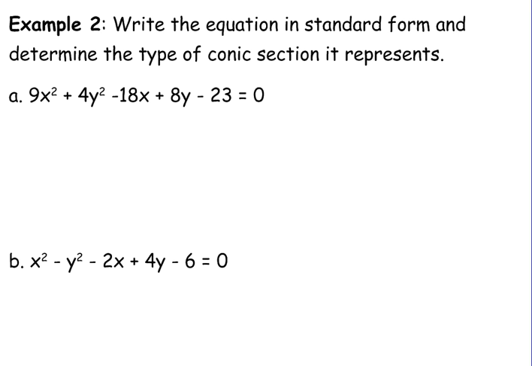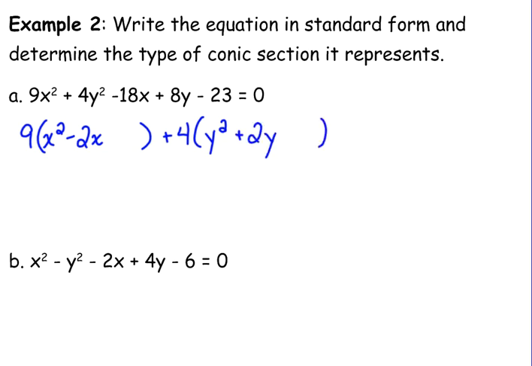So guess what we have to do? We have to complete the square twice. To save myself a little bit of space, while I'm pairing my x values together, I'm also going to go ahead and factor out that 9, because I know I have to do it eventually. So I've got 9 times x squared minus 2x. I'm going to do the same thing with my y. So I'm going to go ahead and factor out the 4. I got y squared plus 2y. And that constant, that negative 23, goes to the other side.